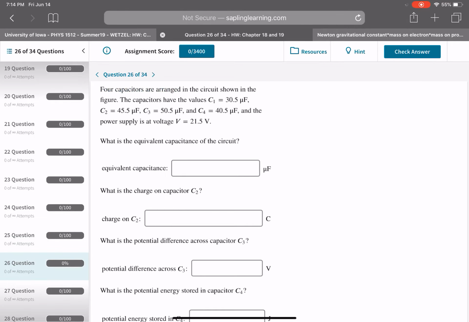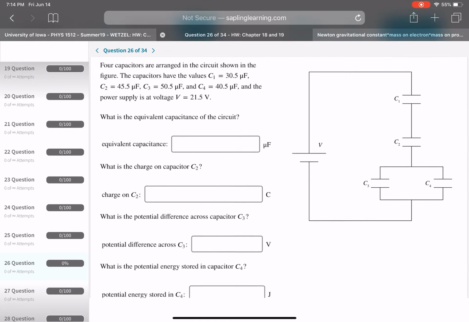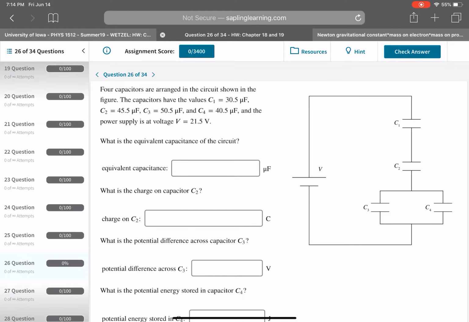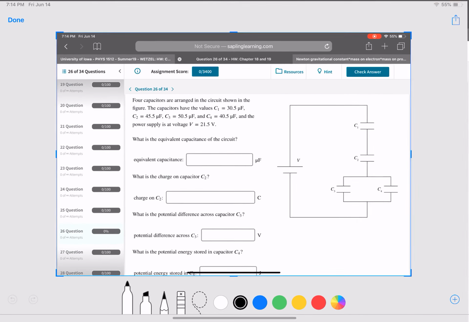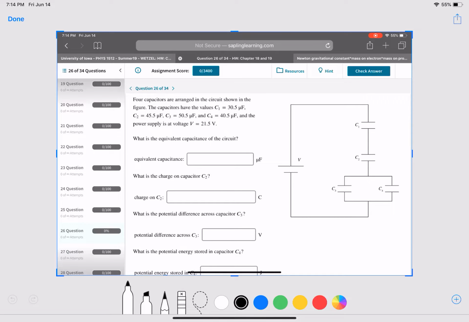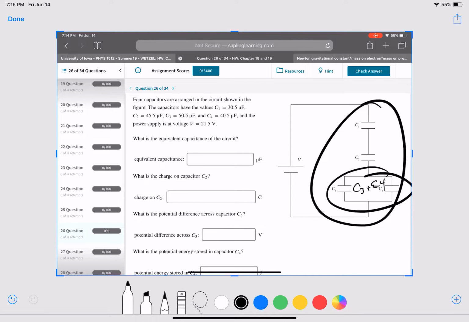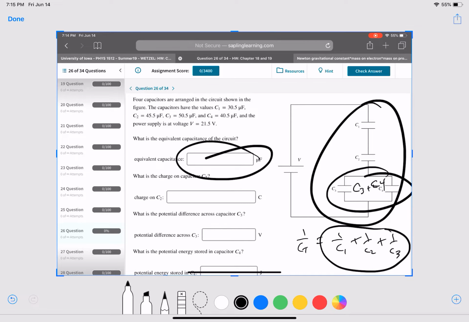Okay, 26. 4 capacitors arranged in the circuit shown. You've got C1, C2, C3, C4. What is the equivalent capacitance of the circuit? So you can just figure out the total capacitance here. And this is just C3 plus C4. And then the total capacitance here is 1 over C total is 1 over C1 plus 1 over C2 plus 1 over C3. So you're going to calculate what this is and take 1 over it to get your total capacitance for the whole circuit.